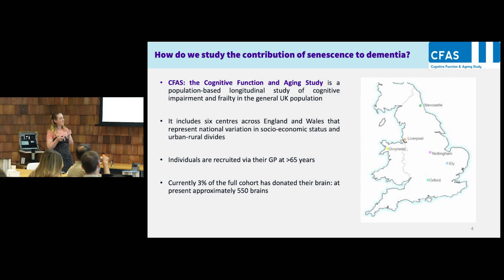We have 6 centres around the UK which are designed to account for variations in socioeconomic status. We have individuals recruited at the age of 65 and upwards. We currently have about 550 brains donated from this cohort.